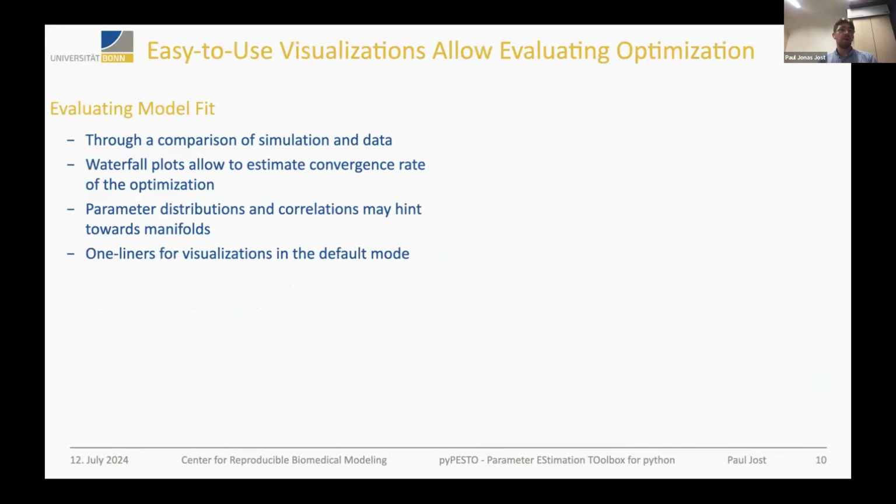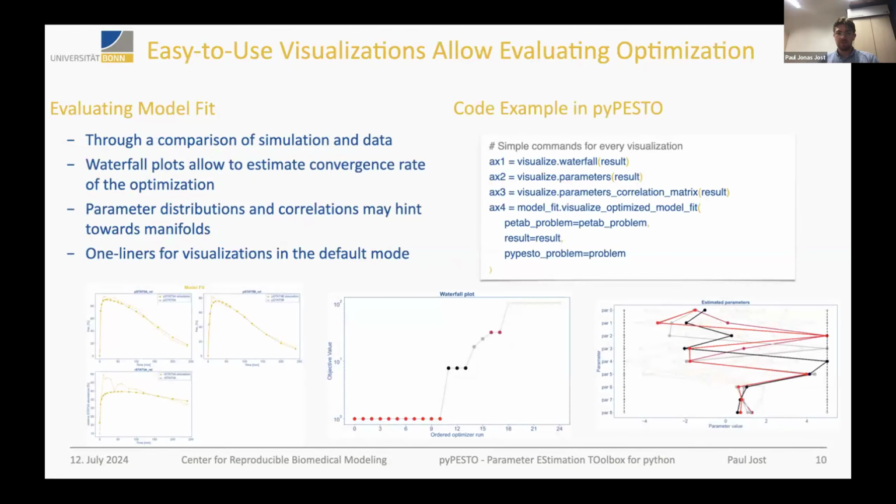Okay, we are now at the crucial part, the visualization and seeing how well the model fits. How do you do this? Usually it's through comparison directly, simulation versus data. We'll also introduce waterfall plots to allow you to get an estimate on the convergence, telling you whether you go back to step 2, step 3, something like this. Parameter distributions, which also help you in this, and some other options. All of them are, in the most easy case, one-liners. You can highly adapt them, but you don't need to.